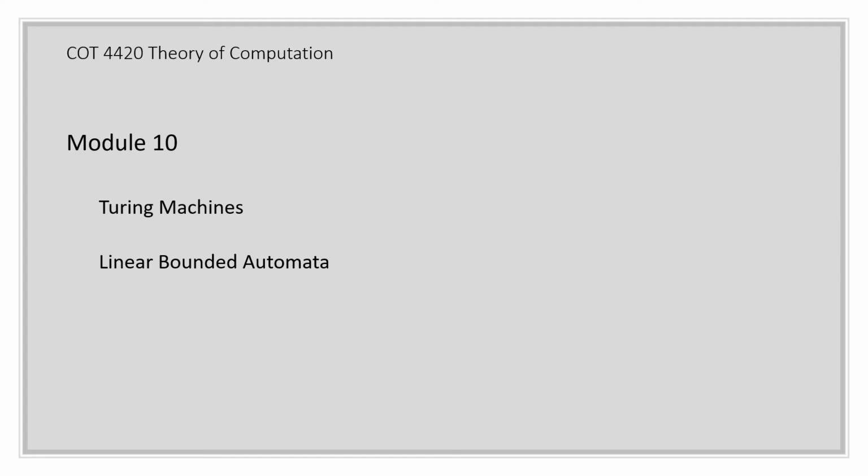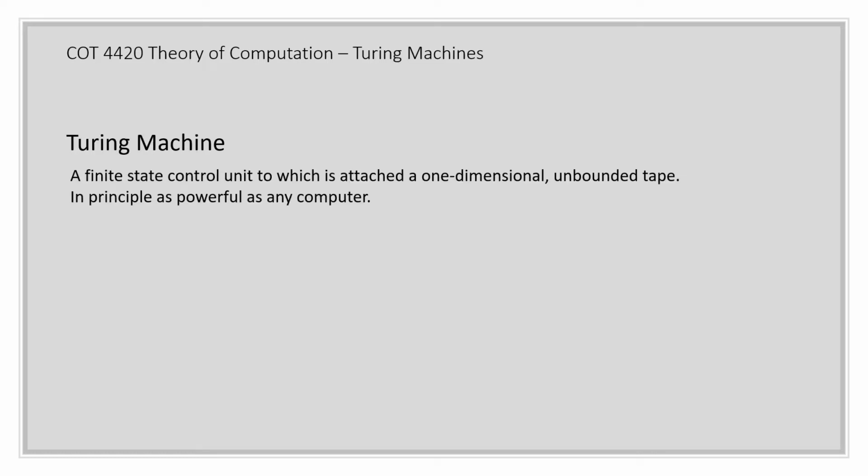Hi, welcome. In this video, we're going to talk about Turing machines and linear bounded automata. What is a Turing machine? A Turing machine is a finite state control unit, or finite state machine, to which is attached a one-dimensional unbounded tape. In principle, a Turing machine is as powerful as any computer.